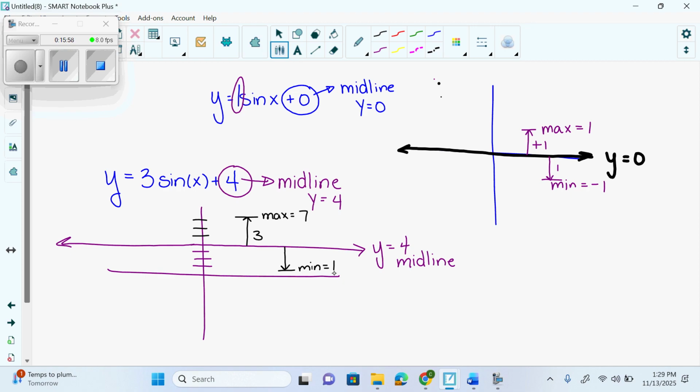Another way to remember it is max, I would say is damp. D plus amp. So it's your midline plus your amplitude. And your min is your d minus amp. So it's damp. And you have to start off with d because d is your midline. And then you add up from your midline or down from your midline. You can't start at your amplitude. You have to start at that d value, that midline.